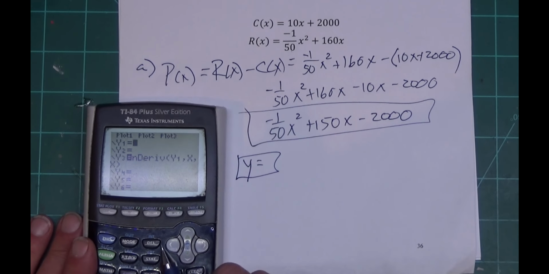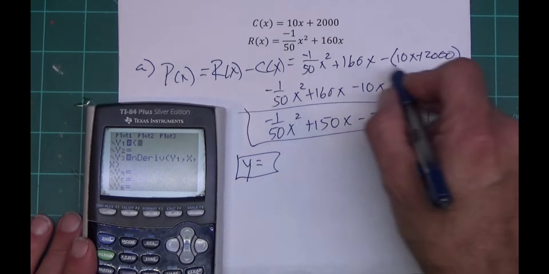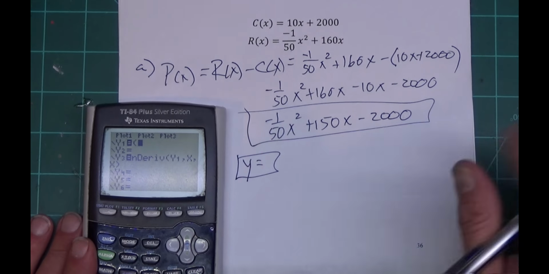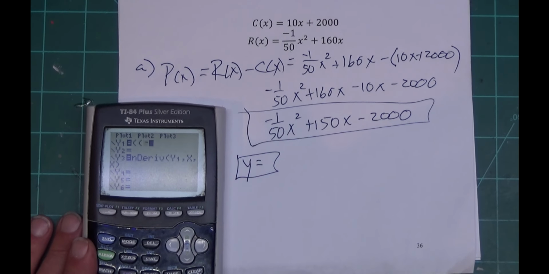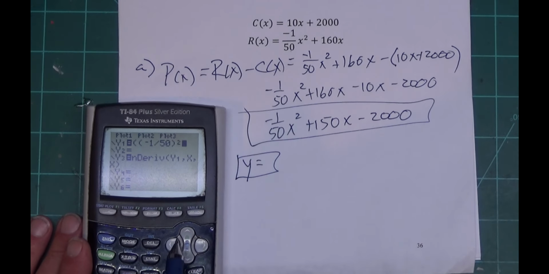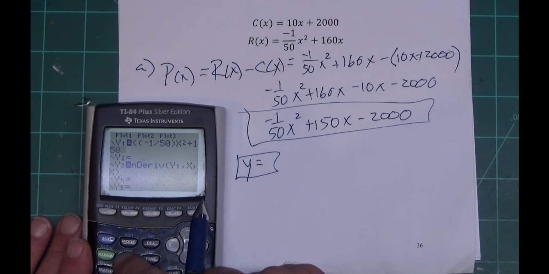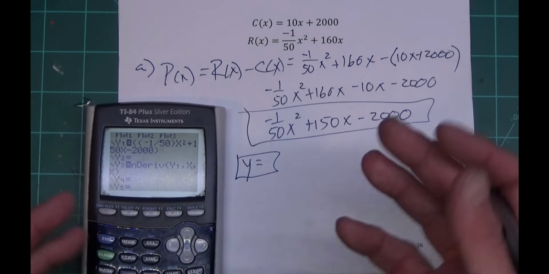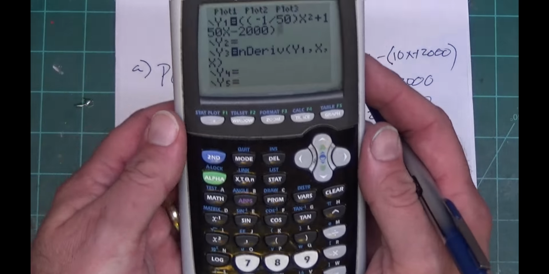So I'm going to put a parenthesis. I'm putting an extra parenthesis around this profit function. You'll find out why in a little bit. Negative 1 divided by 50. I like to put parentheses around my fractions. Oops, I didn't put x squared. x squared plus 150x minus 2,000, close parenthesis. So there's my profit equation typed in the calculator.